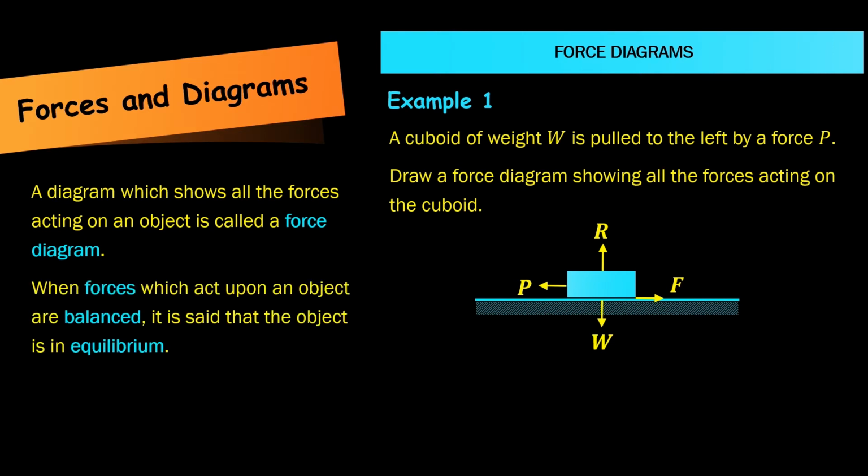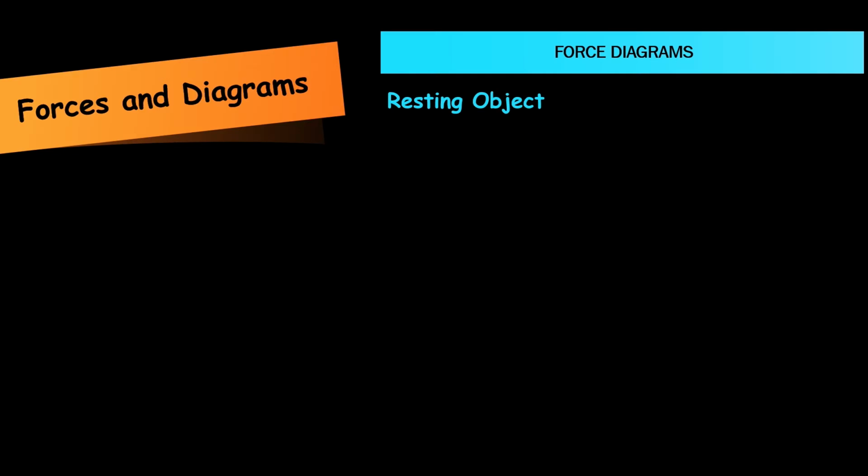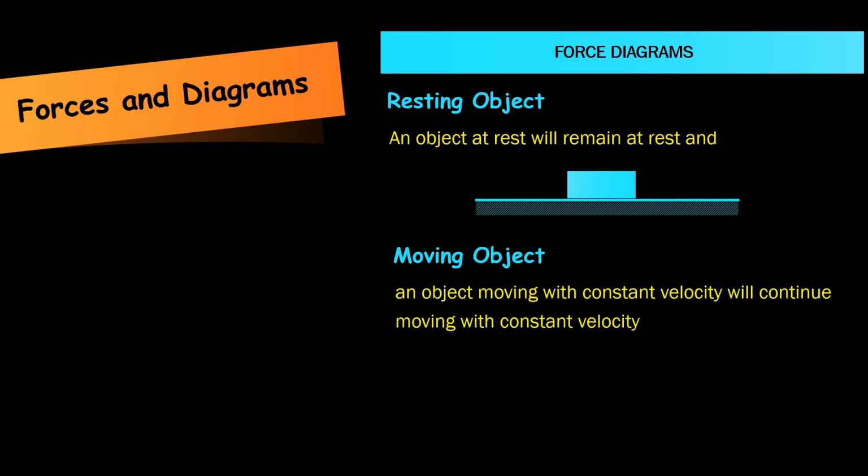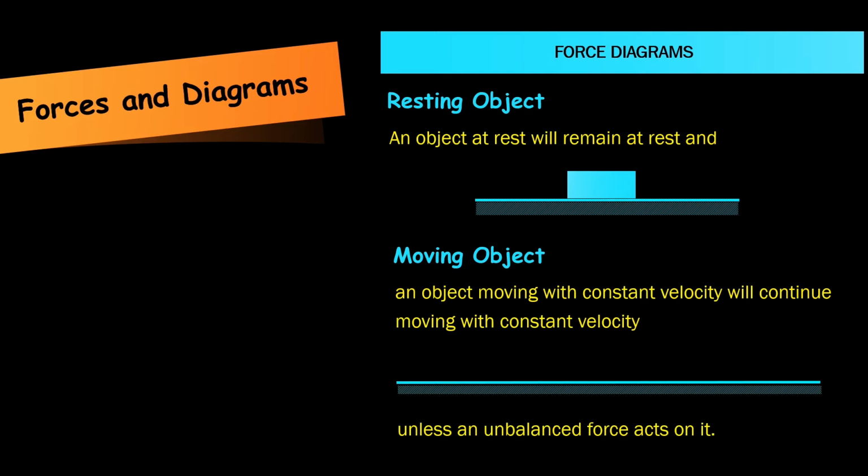When forces which act upon an object are balanced, it is said that the object is in equilibrium. An object at rest will remain at rest, and an object moving with constant velocity will continue moving with constant velocity, unless an unbalanced force acts upon it.